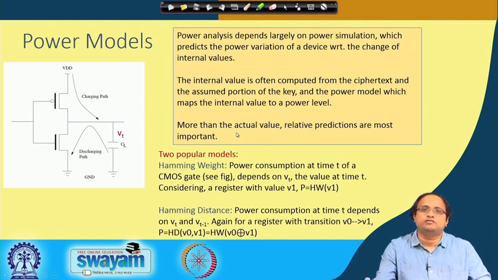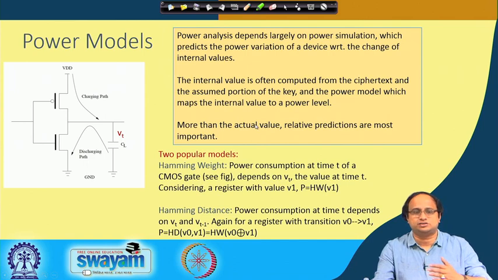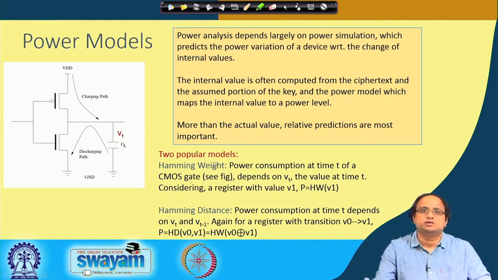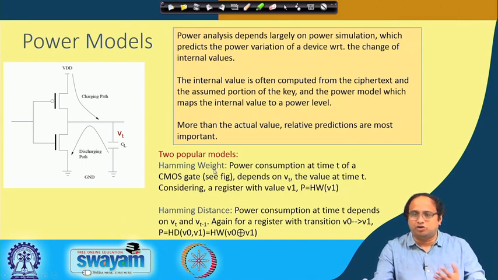More than the actual value, what is more important is the relative predictions, like whether the power increases or decreases, because I am not really bothered about the actual power often. I am more bothered about the relative ordering of the power consumptions. Therefore, the unit is not so important. What is important is the relative ordering, whether the power consumption is increasing because of one data or decreasing because of another data.